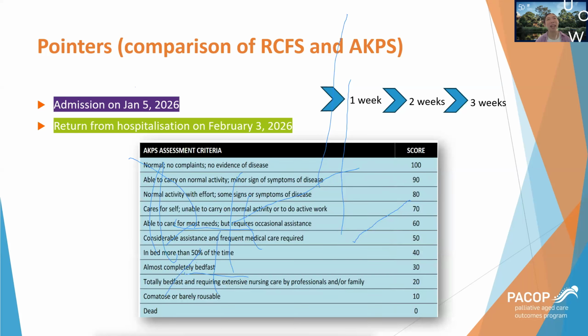So I love the AKPS, or the performance scale, because it's very simple and easy to use when you look at the definitions of each. When he first arrived in the PACOP aged care facility on January 5th, he was a 50. However, on return from the hospital, he's actually gone down to a 30. Now that's a big drop, isn't it?